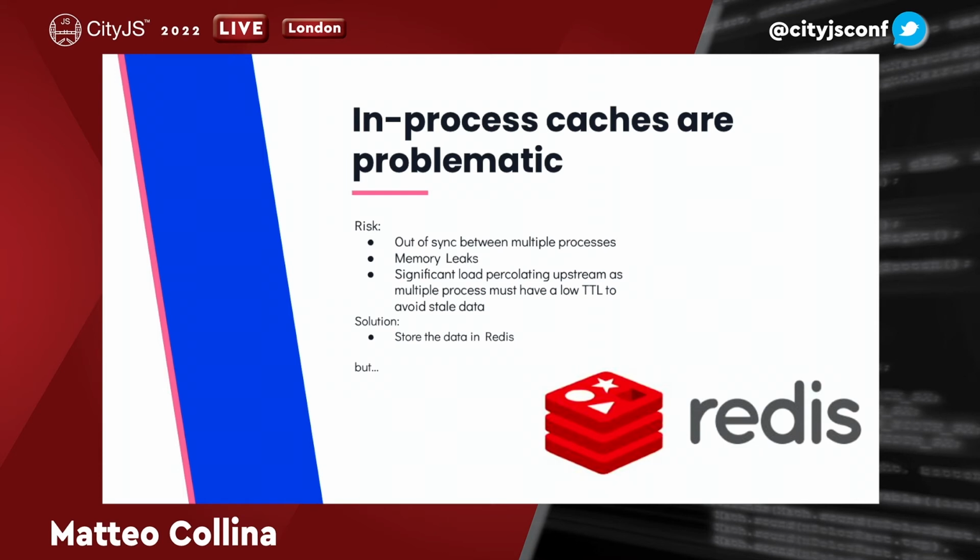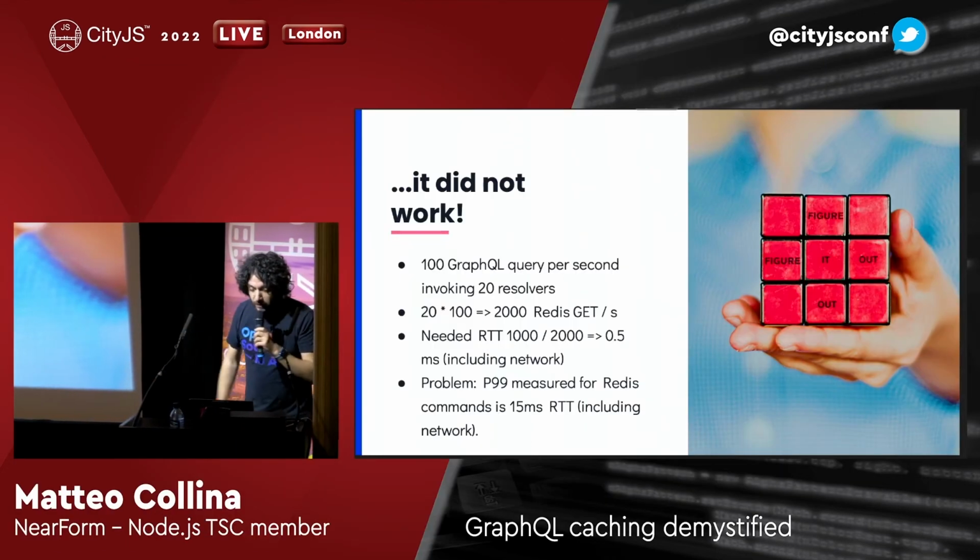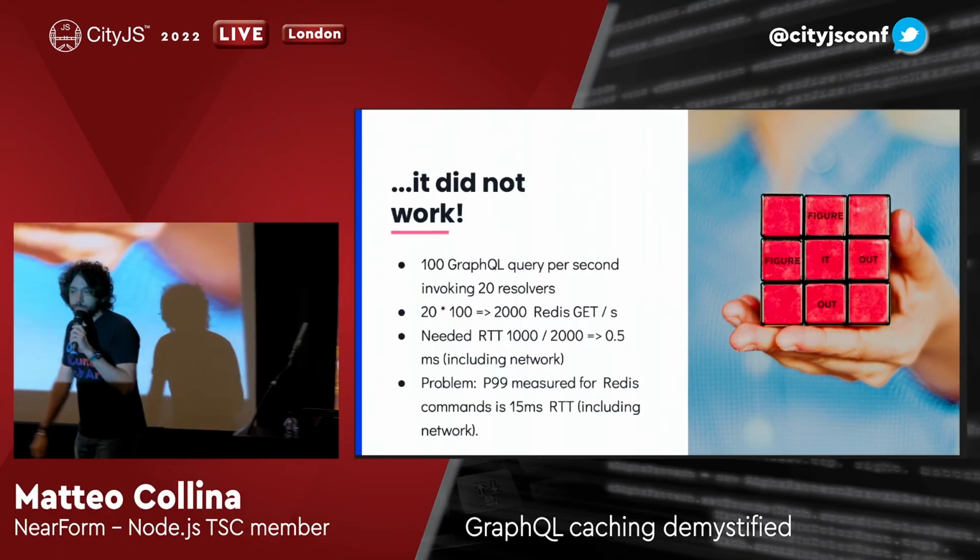You'll never want to put an in-process cache in production. Why? They go out of sync very quickly. I'm doing a cache on one system and not a cache on the other one. So the two things can return different results, right? And they tend to leak memory, and typically they only work with a very low time to live. So the solution is to throw data into Redis. Do you like Redis? Okay, great. You're learning something today.